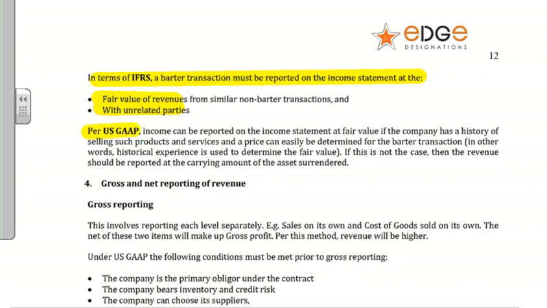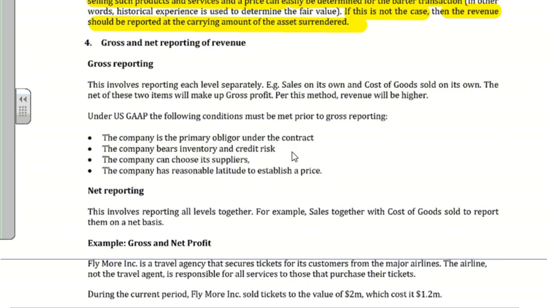Per US GAAP, we can report income at the fair value if the company has a history of selling products, and a price can easily be determined for the particular barter transactions. If this is not the case, revenue is reported at the carrying amount of the asset that has been given up or surrendered.